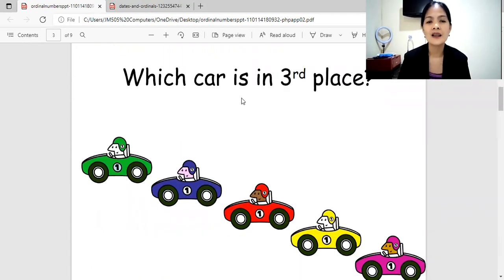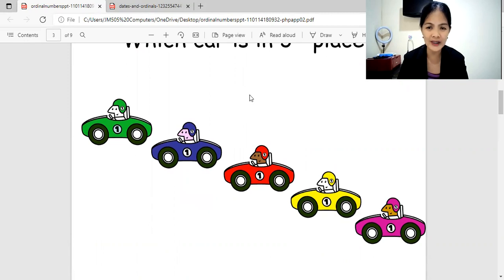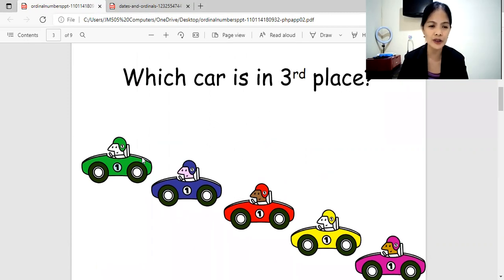Which car is in third place? Look at the picture. Which car is in third place? Where is first? First. How about which car is in third place? Third. Okay, the red car is in third place. Do you understand? Okay, very good.